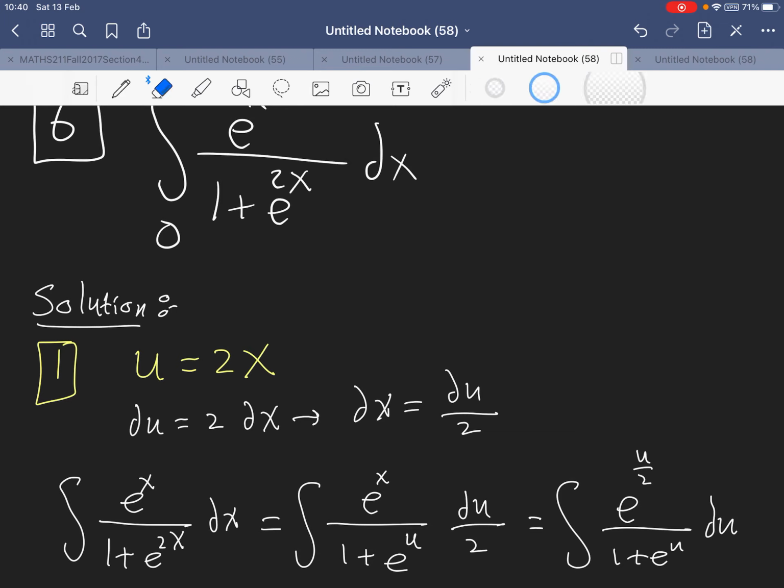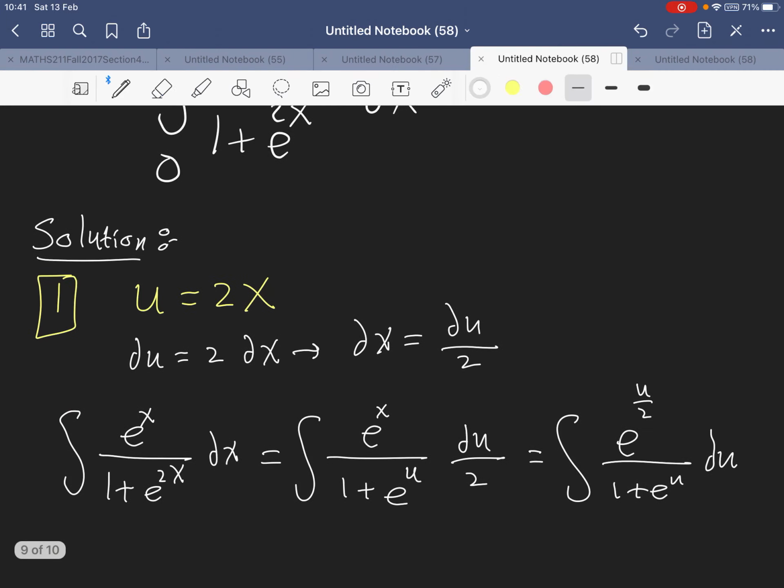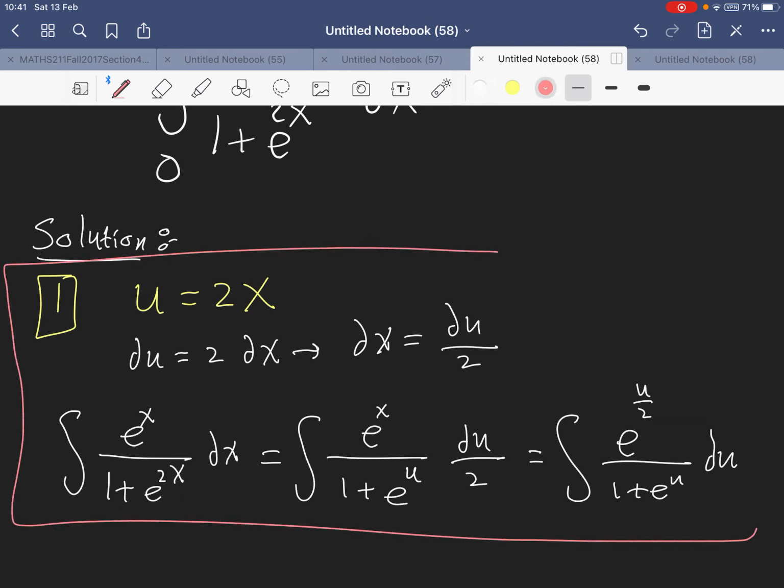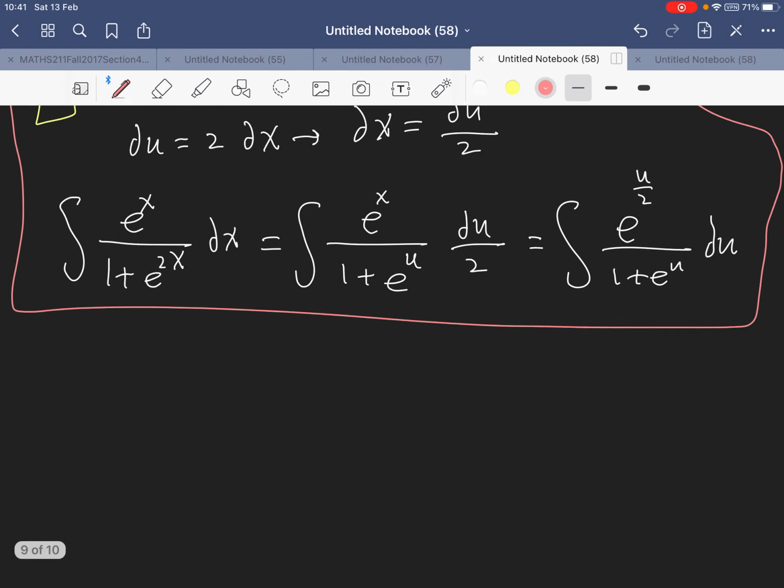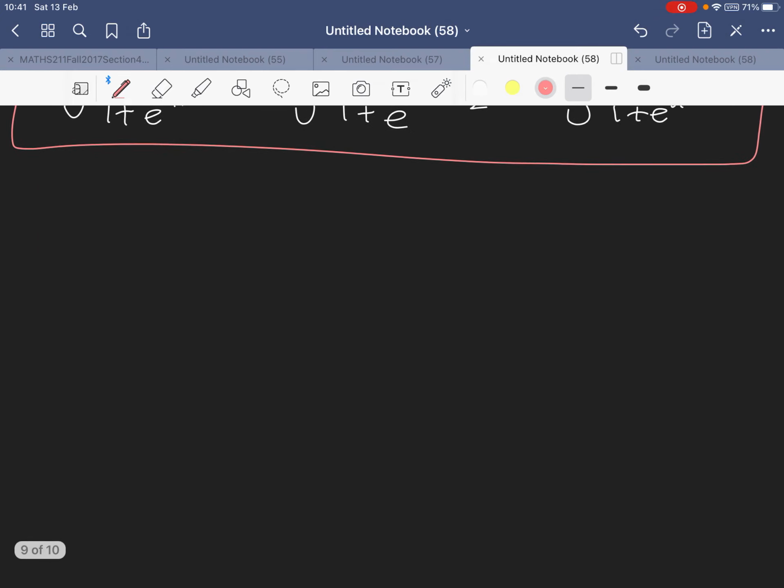Because remember, when we do substitution, we should reach an easy, simple integral from the list. But this is not getting me anywhere. So please ignore the solution. It will not be used. Not a good choice. So let me do another substitution. Let me write the question again here, and let us think about the other solution.